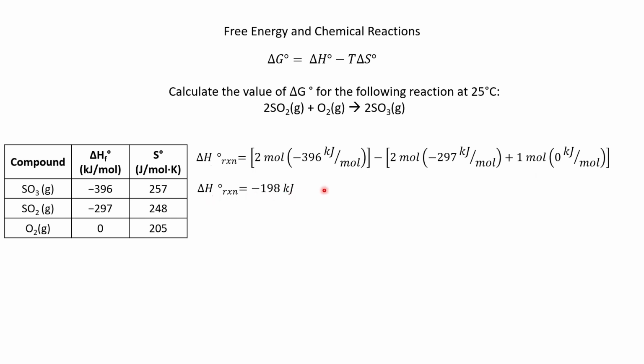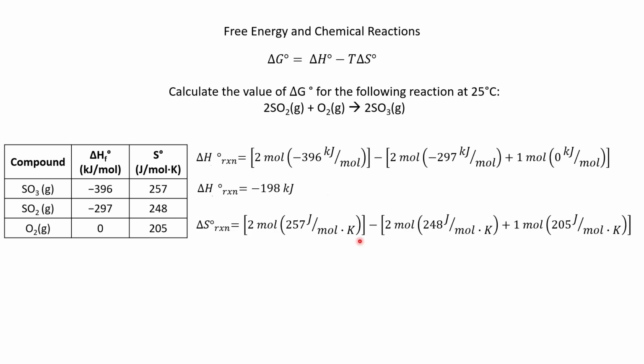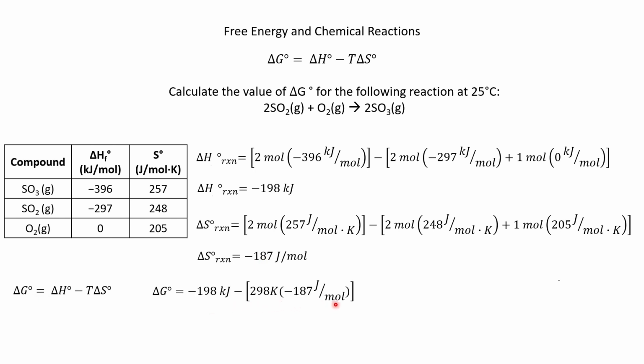I'm going to do the same thing for my entropy. Again, plugging all of my numbers in here, I get a delta S of negative 187 joules per mole. Now that I have enthalpy and I have entropy, I can plug into my main equation right here. Again, just plugging my numbers in. My 298 K comes from my problem saying that this reaction was at 25 degrees Celsius. So just a quick conversion from Celsius to Kelvin.